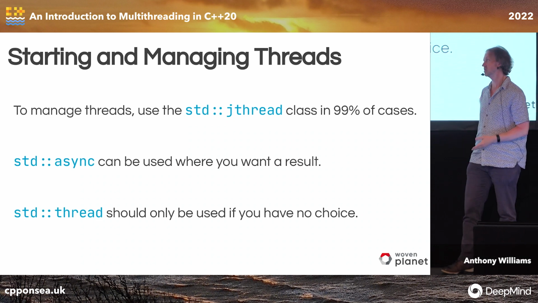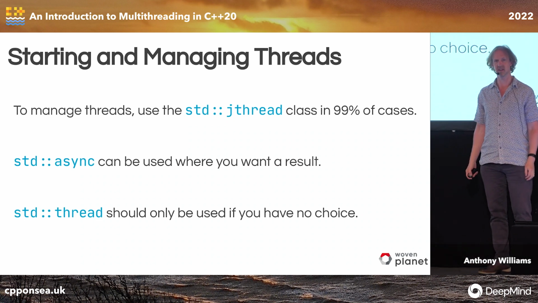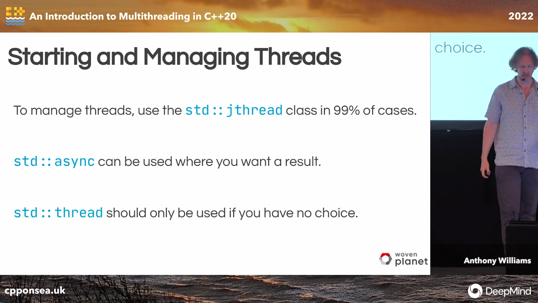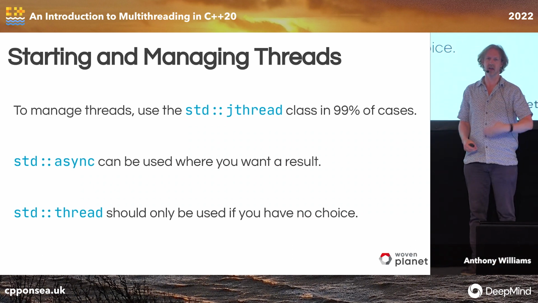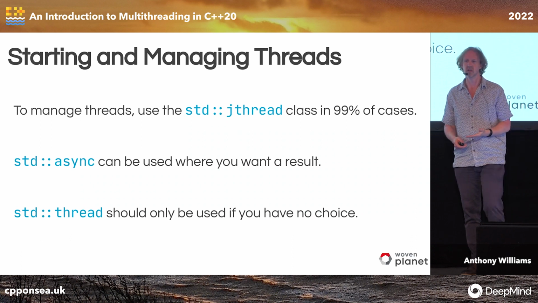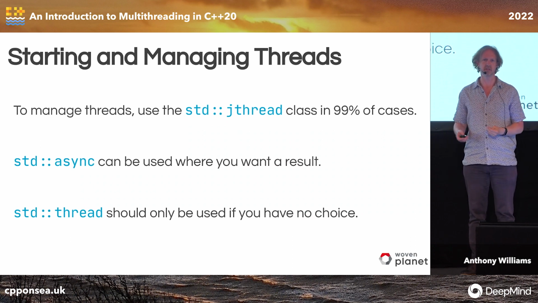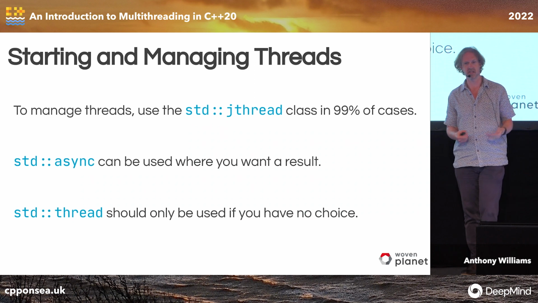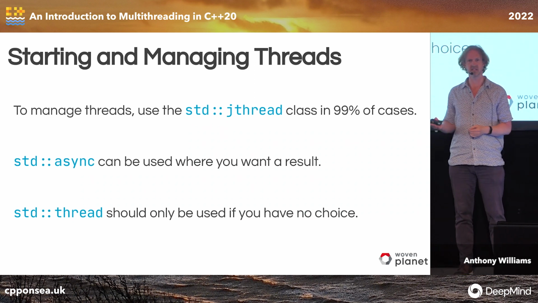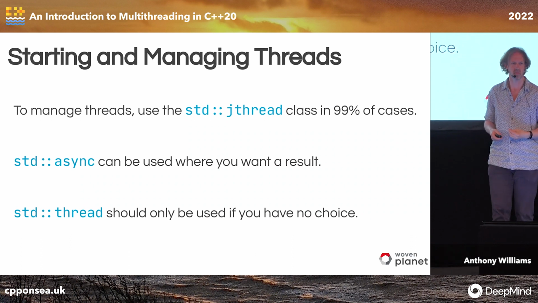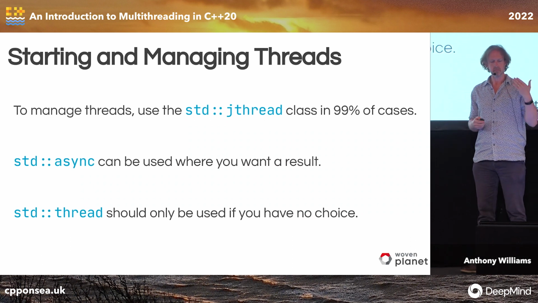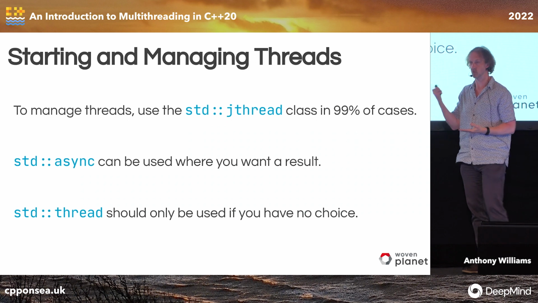You could use just plain old std::thread, but really why? You should only use it if you have no other choice, probably because you don't have a C++20 library after all. And even then, if that is the case, you should download Nikolai's implementation of jthread from his GitHub account and use that. But mostly, you're going to be using jthread.